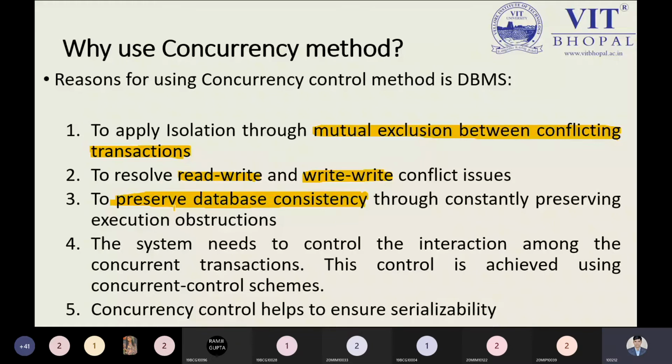Next, the system needs to control the interaction among the concurrent transactions, and this control is achieved using a concurrency control scheme. So what are the schemes we have? This is a big question we should have in mind. What is a concurrency control scheme? In the next slide we will have a list of them. But before that, let me see the fifth point. Concurrency control has to ensure serializability. So to improve serializability in a better way, it is a better idea to use concurrency control. This is the required part we have to keep in mind properly.